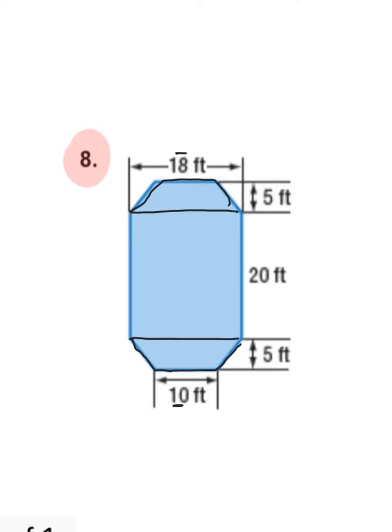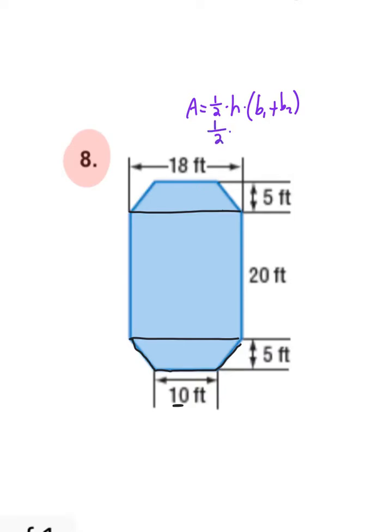Okay, so let's start with trapezoid 1. Let me use my eraser to clear up all these marks. All right, so we're going to start with trapezoid 1. Let me draw that line there. So first off, remember the area of a trapezoid is half times the height times base 1 plus base 2. So let's plug in these numbers.